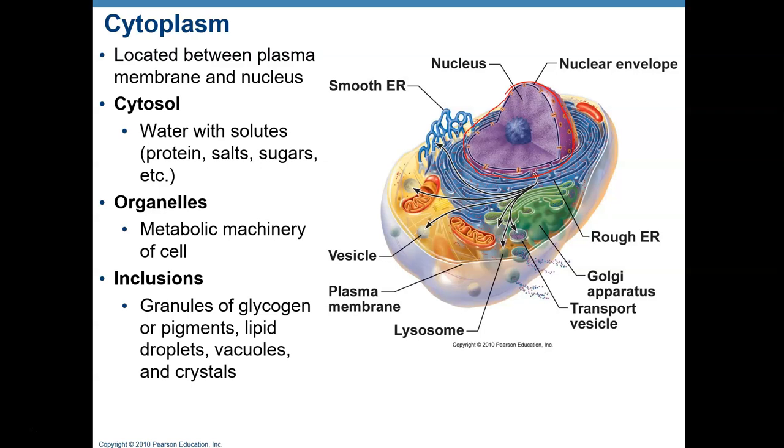There are also these things called inclusions that you can find inside the cell. These are little granules. They look kind of like little specks, and they have things such as glycogen or possibly pigments. They can also be little droplets of lipids, vacuoles, or crystals.